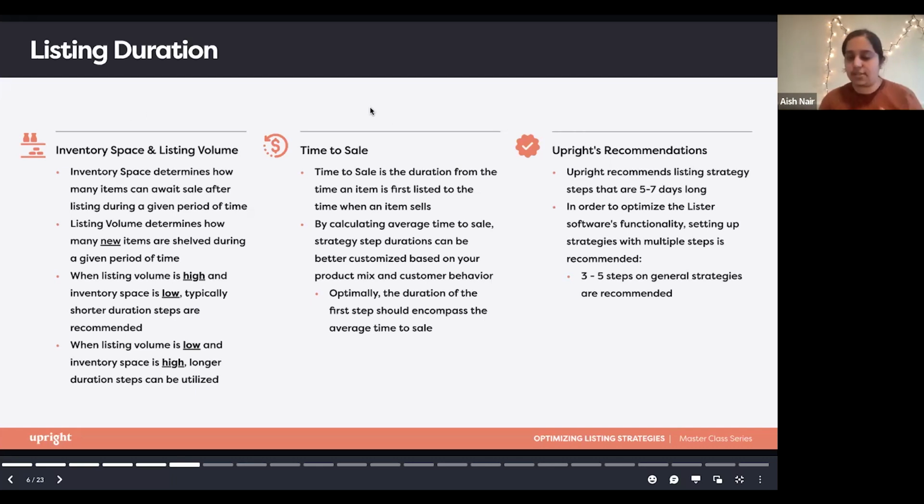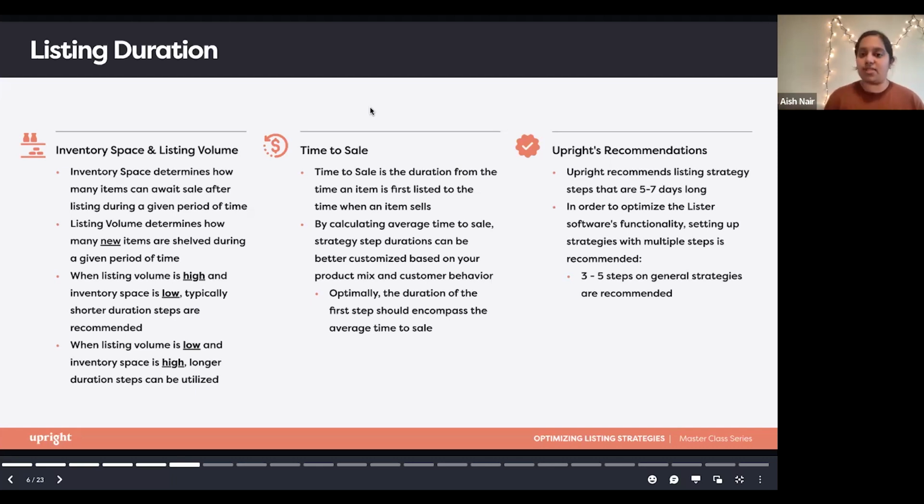With regards to specific recommendations regarding listing strategy duration, with our clients, we have typically seen 5 to 7 day long strategies consistently work really well, and are kind of that Goldilocks zone for a lot of clients, looking at their listing volume and their time to sale and their inventory space. Now, if you have a very specific product mix, this might differ, and that's why that data-driven piece is going to be so important for you. But that is kind of where you should start out with your general strategies.